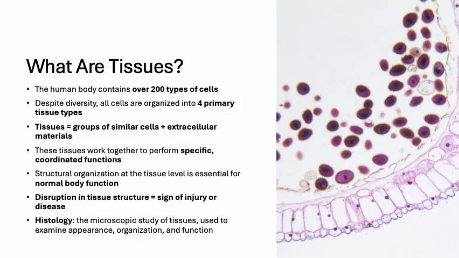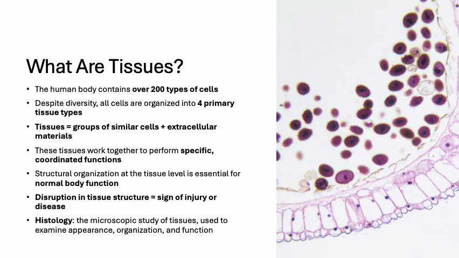Tissues are groups of similar cells along with the extracellular material that surrounds them, working together to perform a specific function. Even though cells vary widely in shape and job, tissues bring order to that diversity by creating structure. This organization at the tissue level is essential for normal body function because it allows cells to specialize while still cooperating as part of a larger system. When tissue structure is disrupted, whether from trauma, infection, or disease, that disruption often becomes visible as a functional problem.